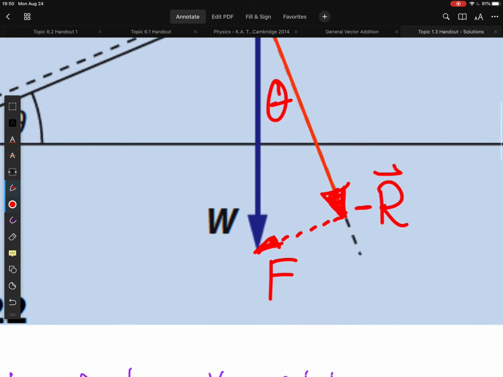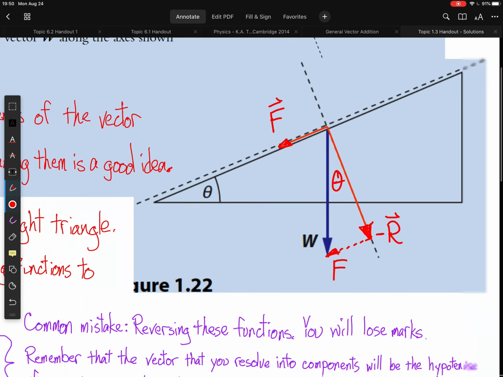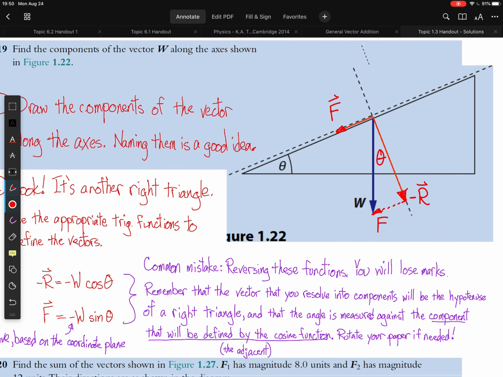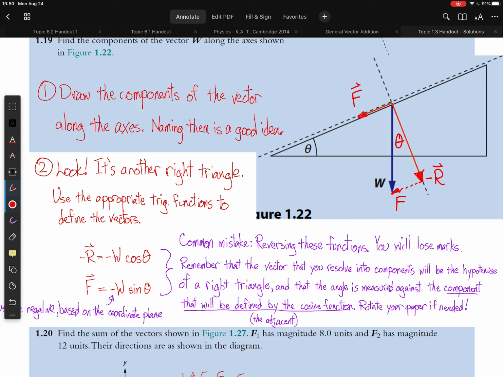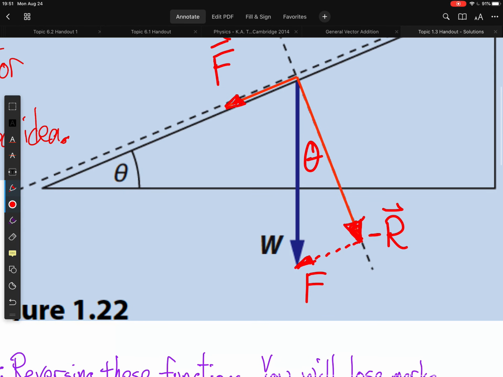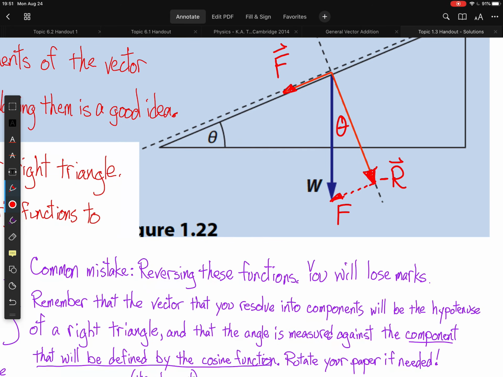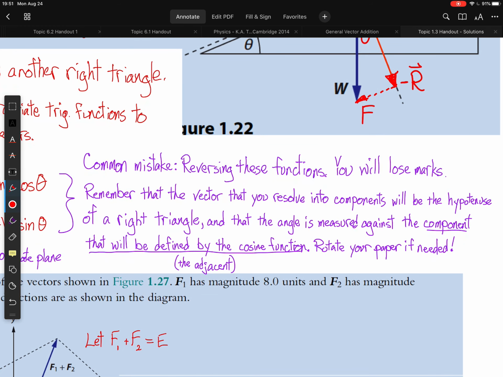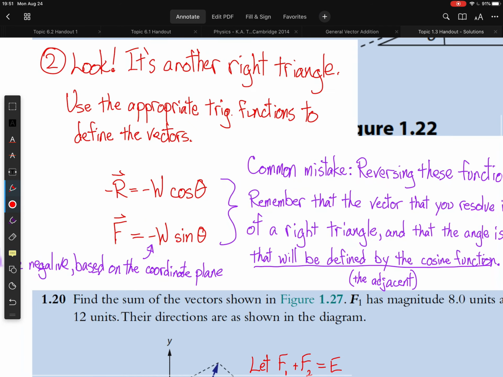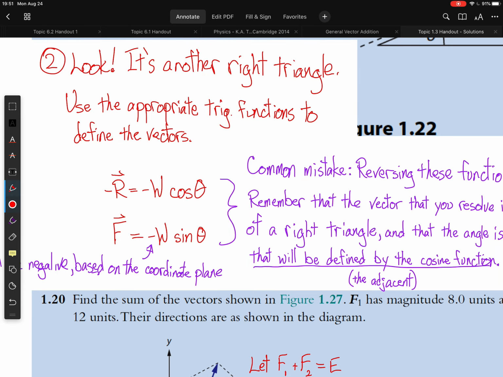So what we have here, ta-da, is another right-angled triangle, which means that we're going to be defining our component vectors using cosine functions. So the magnitude of our vectors will be given by W. This would be the hypotenuse of a right triangle. And I've written some text here. You may want to pause and take a look at it. But once we have a right triangle, then we are good to go on our sine and cosine functions.